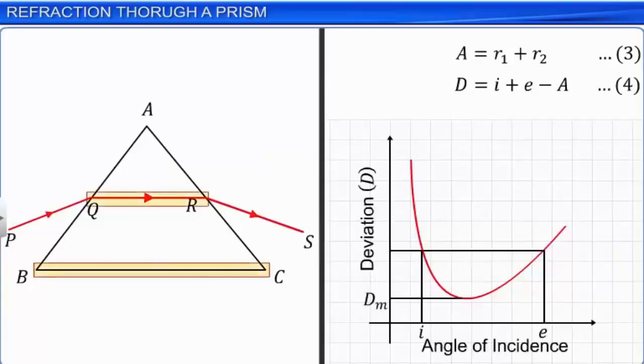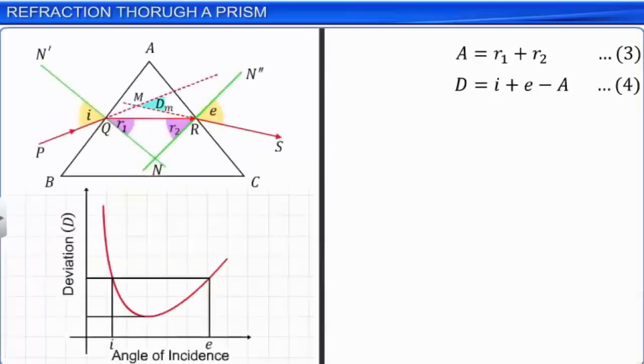Because of the symmetry, we can also write that R1 is equal to R2, and let them be equal to R. Hence, when the prism is at its minimum deviation, equation 3 can be written as A is equal to 2R, or R is equal to A by 2. Equation 4 can be written as dm is equal to 2I minus A, or I is equal to (A plus dm) by 2.